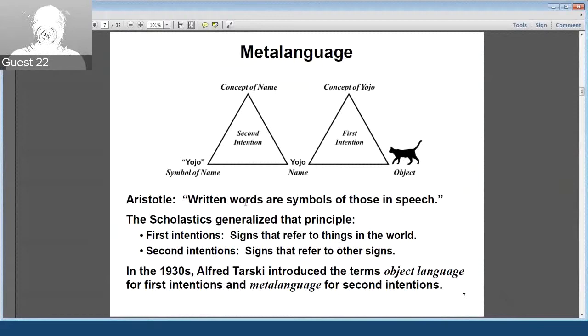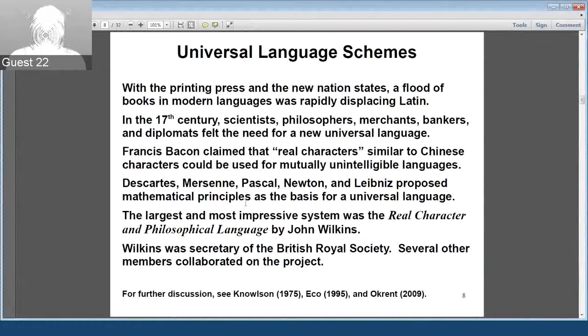Now, universal language schemes came up about in the 17th century when Latin was being replaced. Latin was the primary academic language. Everybody wrote and published in Latin, and by the 17th century, with the printing press and nation states, Latin was vanishing, or at least it was losing its status, and so some of the major thinkers like Francis Bacon, Descartes, Mersenne, Pascal, Newton, Leibniz were proposing mathematical principles as the basis for universal language schemes. And this is not a whole lot different from what we're doing today. In fact, if anything, some of those people are a lot more in tune with the principles of science and philosophy than most ontologists are today.